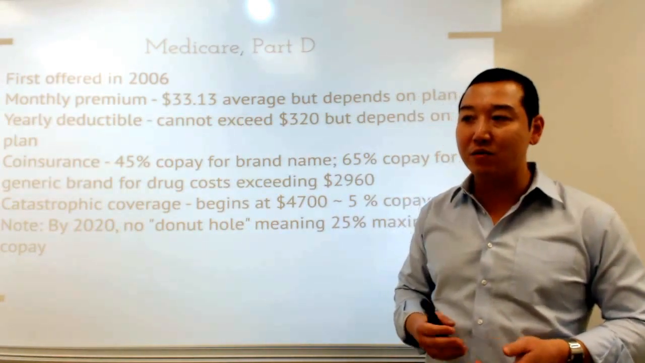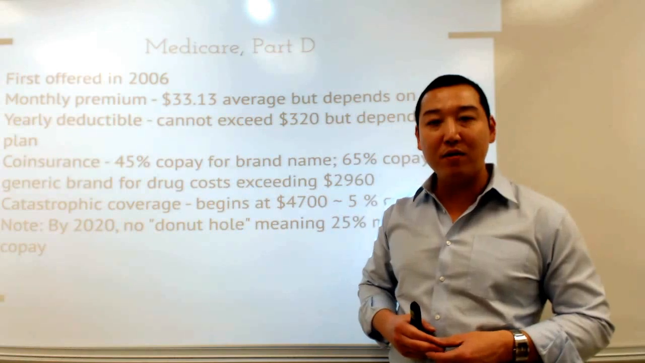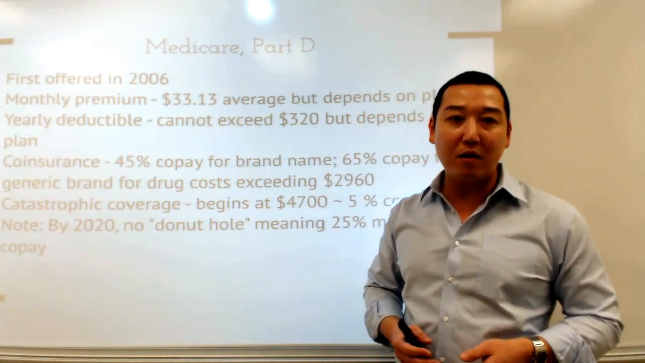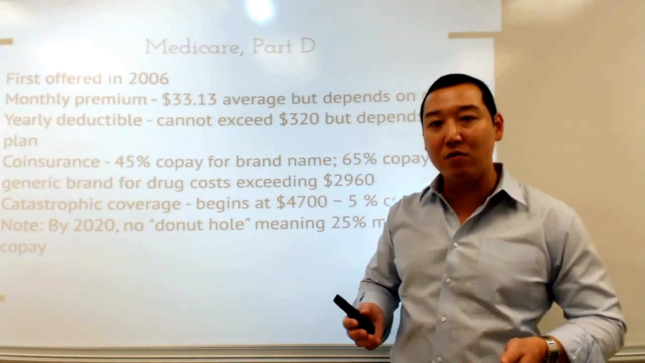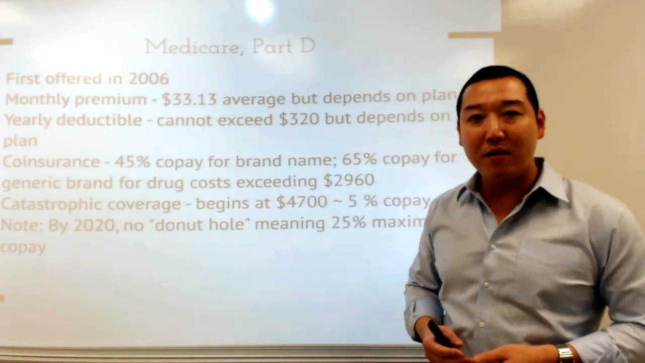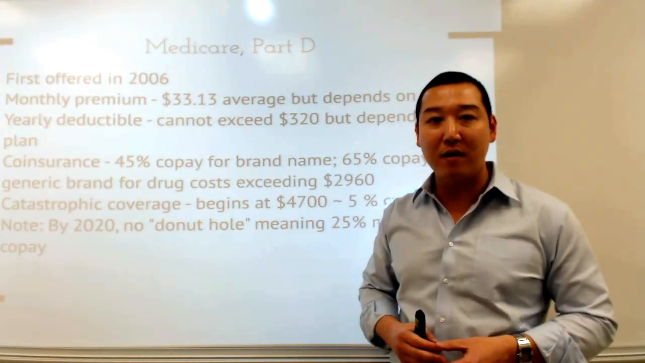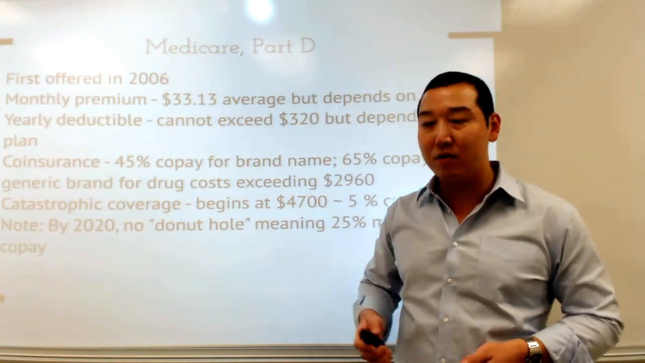Now, just a quick note about catastrophic coverage. If you're spending more than $4,700 per year on your prescription drugs, which we label as catastrophic needs, those are covered. 95% of those costs are covered by Medicare Part D, making your copay, of course, 5%.